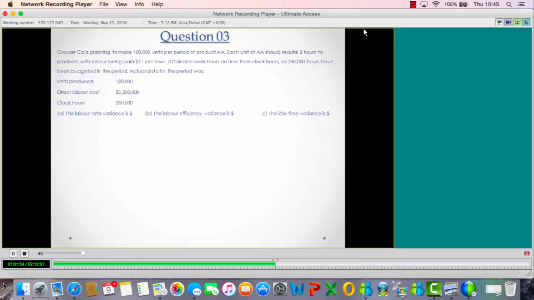So what would be my efficiency variance in dollar terms? I should multiply it by what? 11. Yes, that would give me 176,000. Is it adverse or favorable? Favorable.